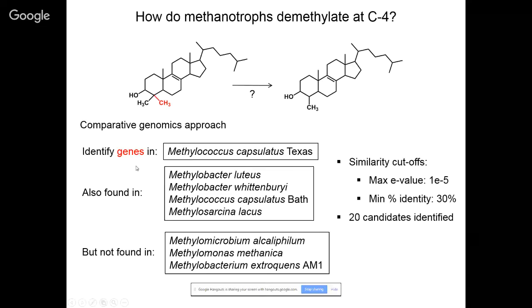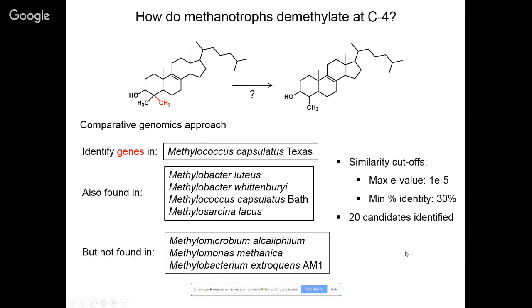the JGI phylogenetic profiler and asked it to find all the genes in our organism, which is Methylococcus capsulatus Texas, that are also found in these other organisms that we have tested and shown produce 4-dimethylsterols. So they carry out this reaction. But are not found in this organism that doesn't, and these other organisms that we've shown don't produce any sterols. And when we ran that analysis, we actually got lucky in that we only got 20 candidates. Typically, you do something like this and you get like 600 genes, which is completely useless. But with 20 candidates, that's a very manageable number.